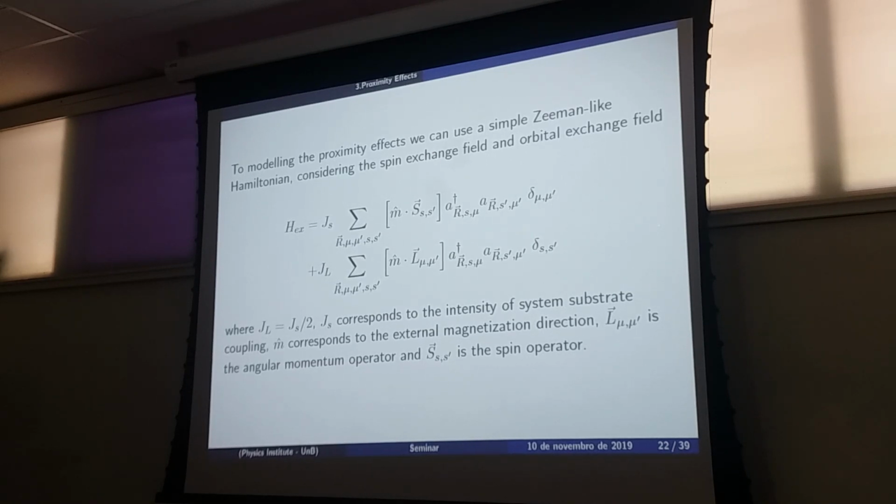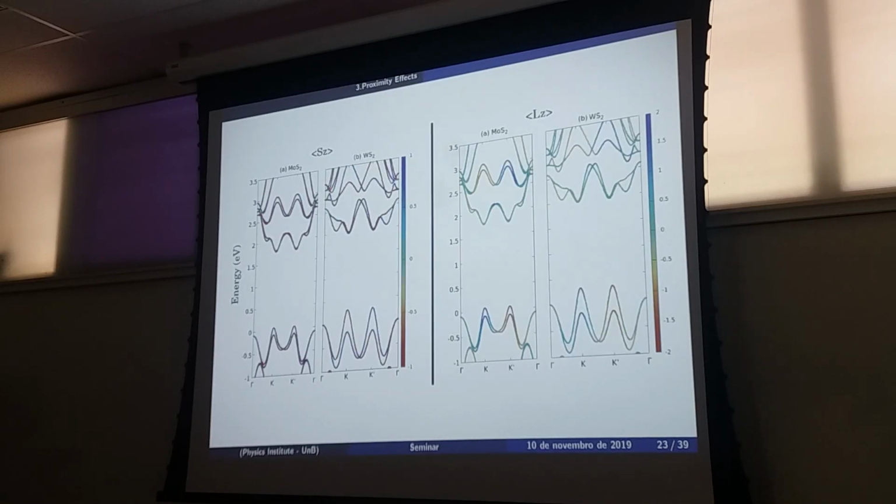Before I show you the results, I like to show this because here I get molybdenum and sulfur, chalcogenide here. But here I calculate the average value of the spin component. So you can see that you have this value spin up, this value spin down, and here I can calculate the average value of angular momentum. This is very simple to do with a tight-binding model.